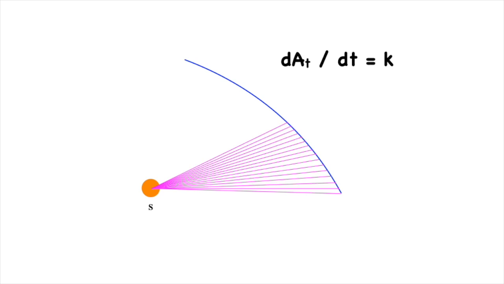We have shown that dA sub t over dt is a constant, and that to an acceptable level of certainty, dA sub s divided by dt is also equal to k, and we claim therefore that we have proven Kepler's second law. You are now ready to proceed to video 3, proving Kepler's first law, his law of ellipses.